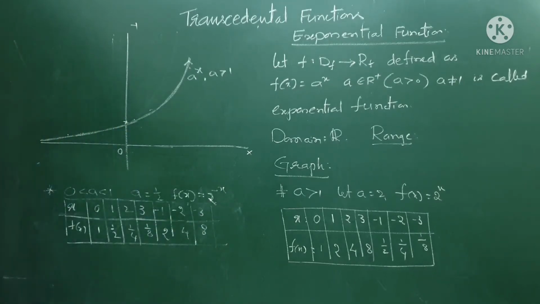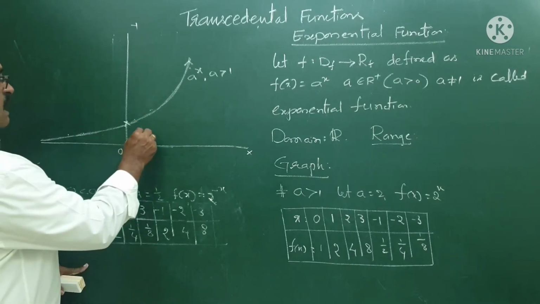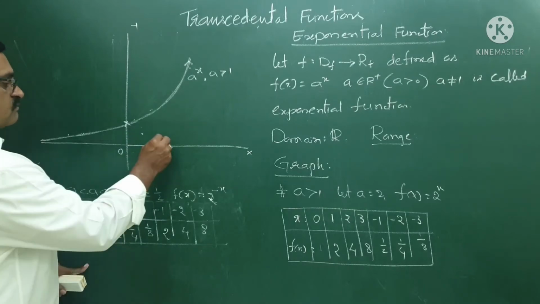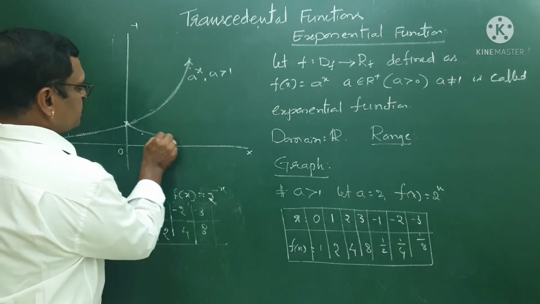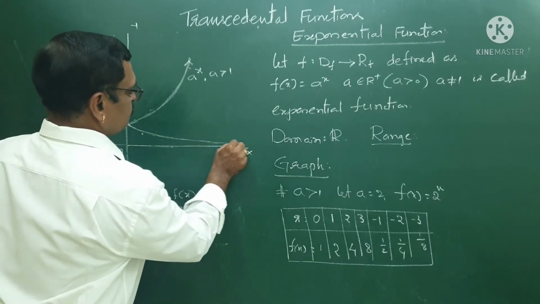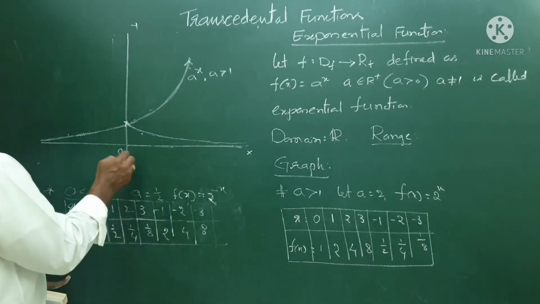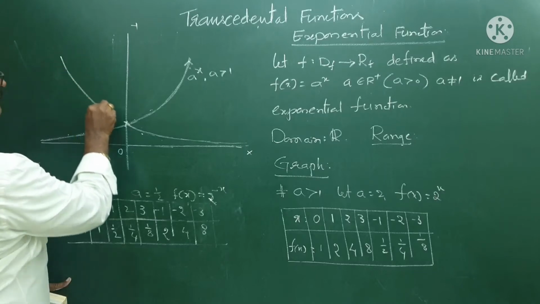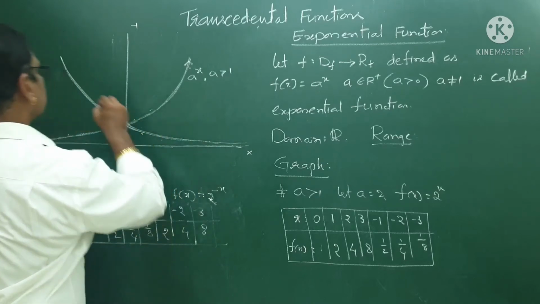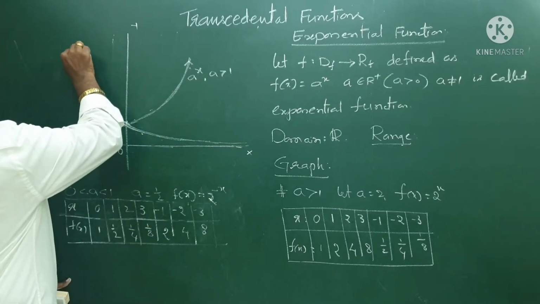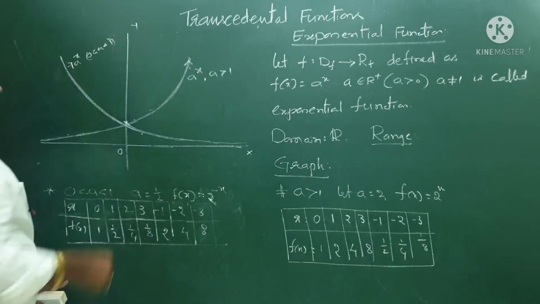Okay. So when x is equal to 0, as usual 1. When x is equal to 1, it is half. When x is equal to 2, 1 by 4. When x is equal to 3, 1 by 8. So my graph slowly comes to 0. And when x takes negative values, it increases. So this is the graph of a power x, when 0 is less than a less than 1.